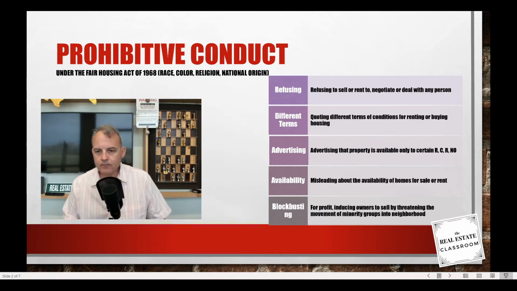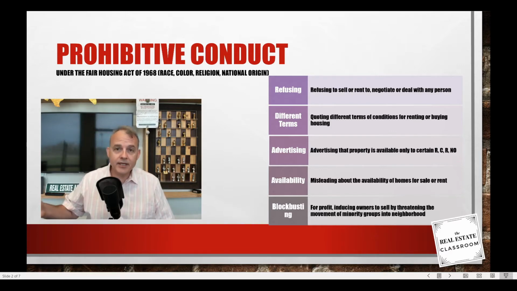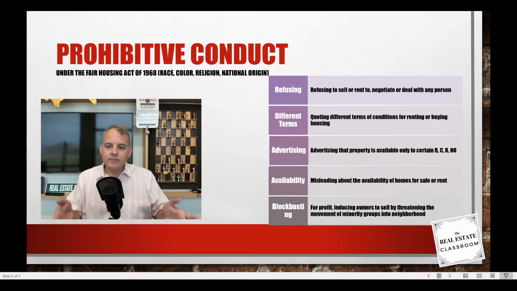Blockbusting, and I talked about that in a previous video, blockbusting and panic peddling. In fact, I'm going to leave a link in the upper right-hand corner of your screen right up here to that video. You might want to check that out at some point or maybe after this video is done. But blockbusting is, for profit, inducing an owner to sell their property by threatening the movement of minority groups into the neighborhood. So let me give you an example.